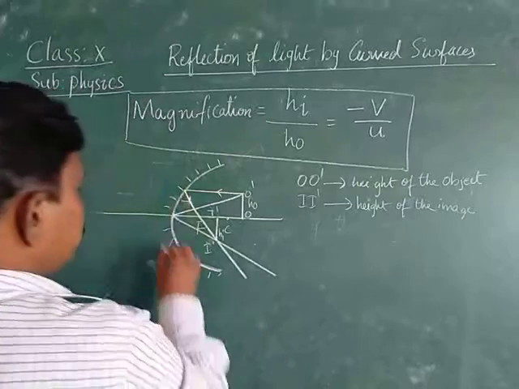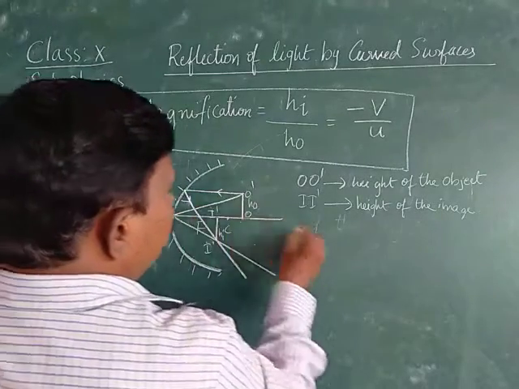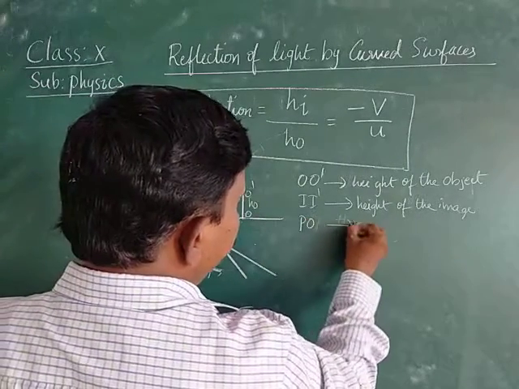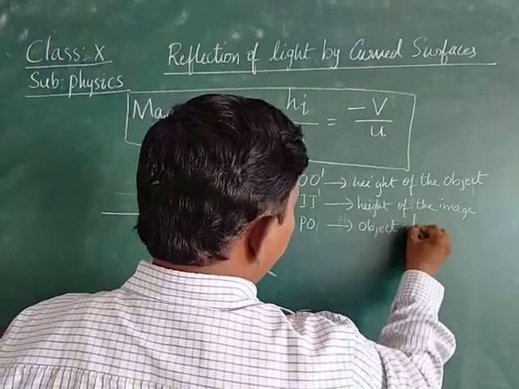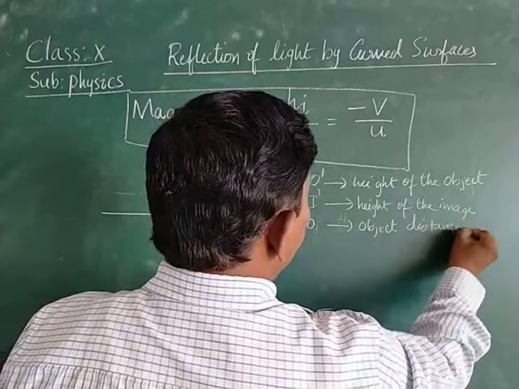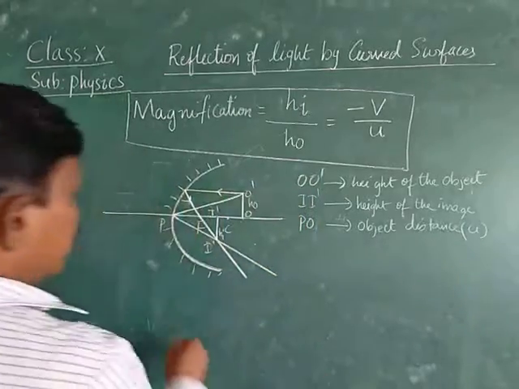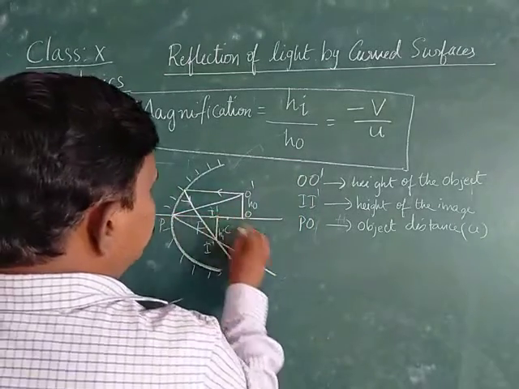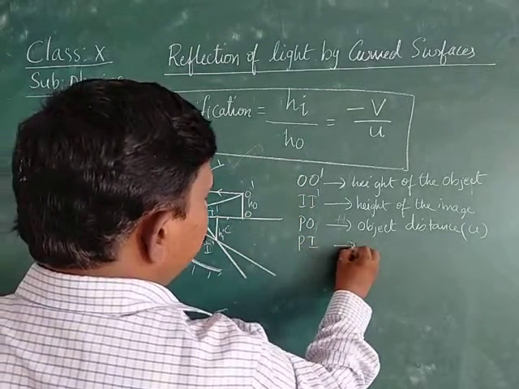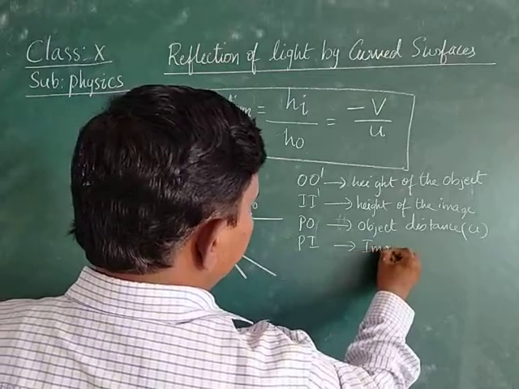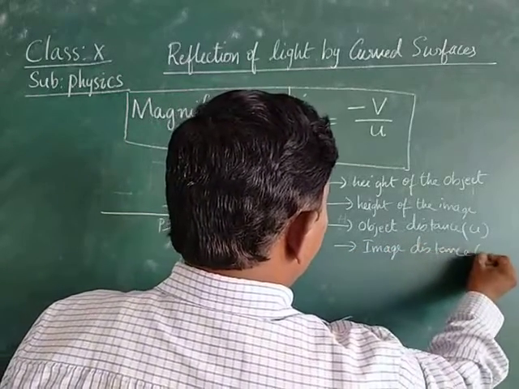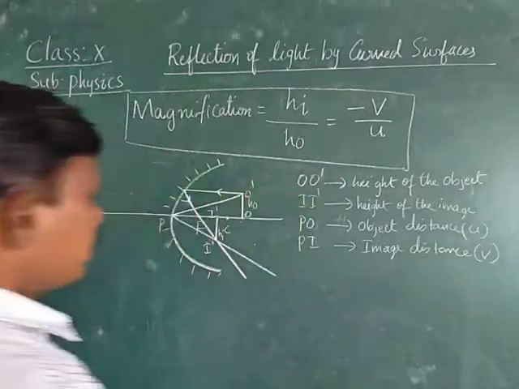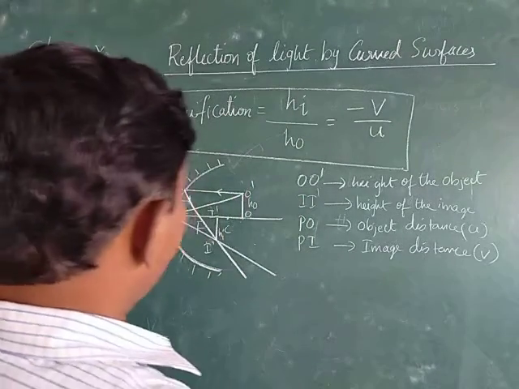This is P. PO is the object distance, that is U. PI is the image distance, that is equal to V.